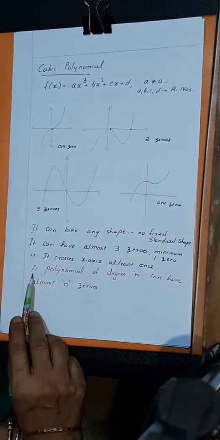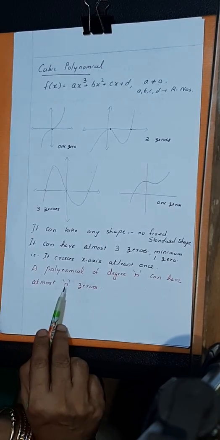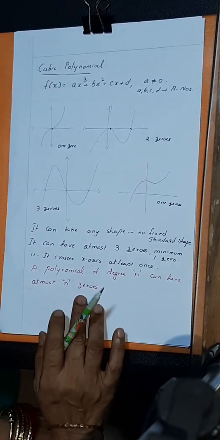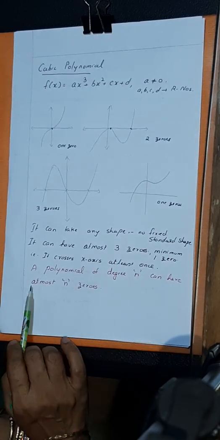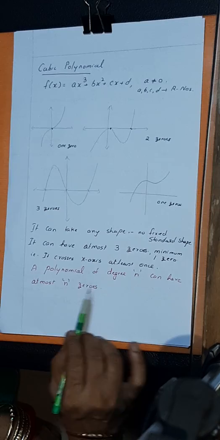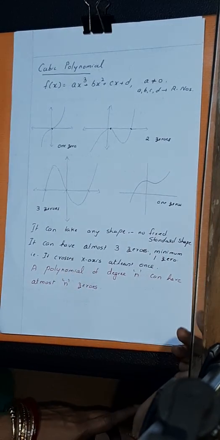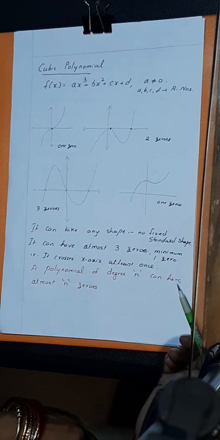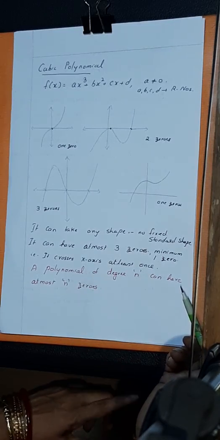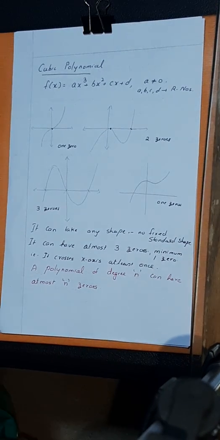So, we can generalize: a polynomial of degree n can have at most n zeros. So, if the degree is n, it can have a maximum of n zeros. In a quadratic we had only a maximum of 2 zeros, in a linear a maximum of 1 zero, and in a cubic polynomial a maximum of 3 zeros.